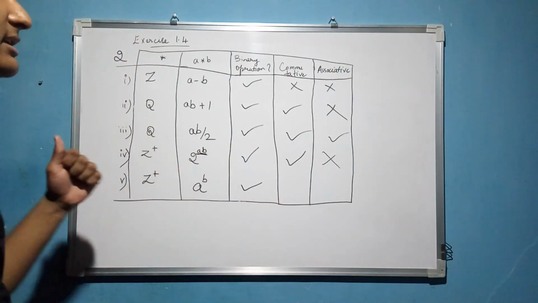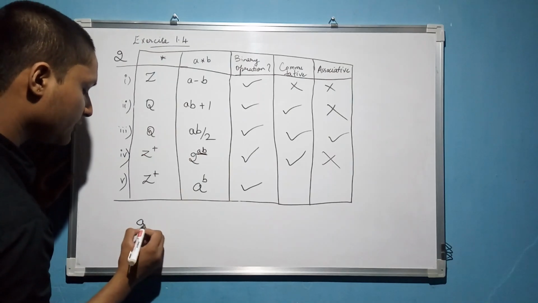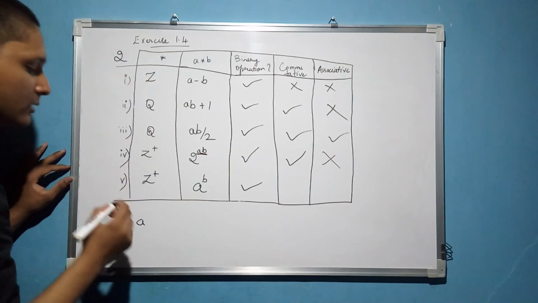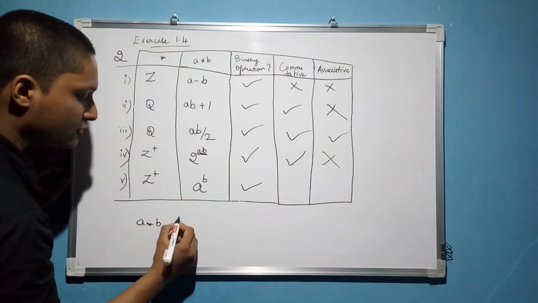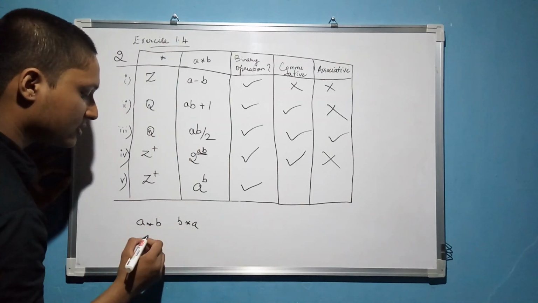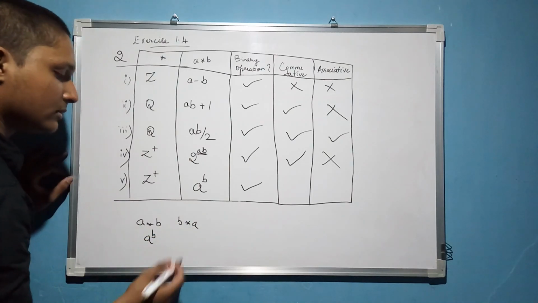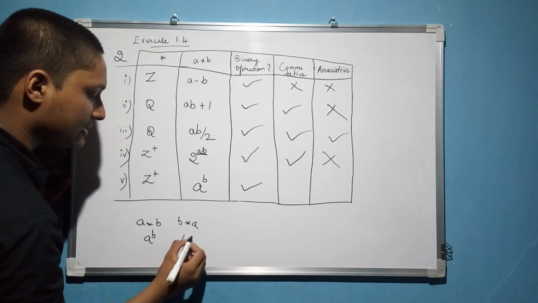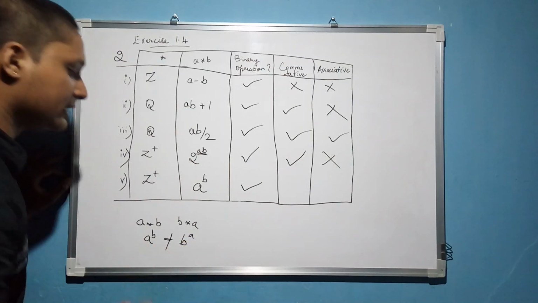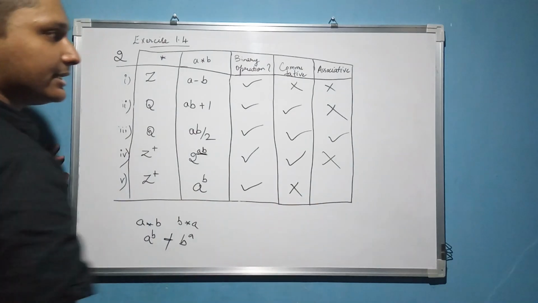Next we have to see whether it is commutative. For it to be commutative, a star b should be equal to b star a. A star b is equal to a raised to b. What is b star a? B star a is b raised to a. They are not equal, therefore it is not commutative.